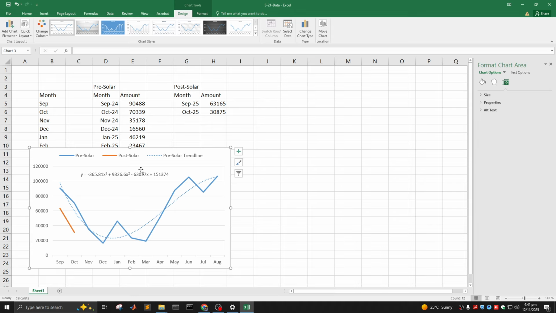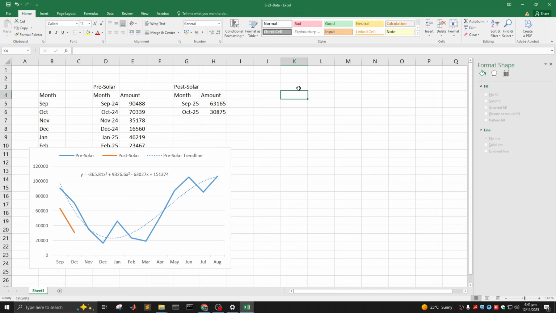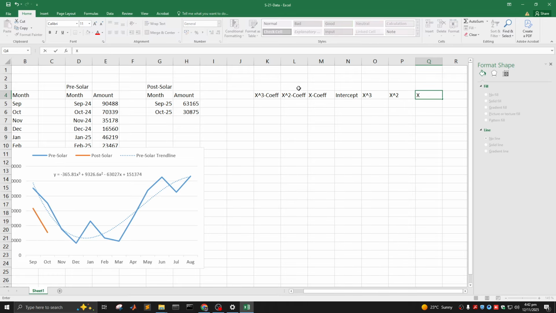Now this equation has these coefficients. I'm going to write these coefficients down. I'm going to call them x cube coefficient, x square coefficient, and then x coefficient. And then there's also an intercept, which is where the curve cuts the y-axis. We also, remember, have x cube, x square, the variable itself, and then x. All right, so this is something that we also have.